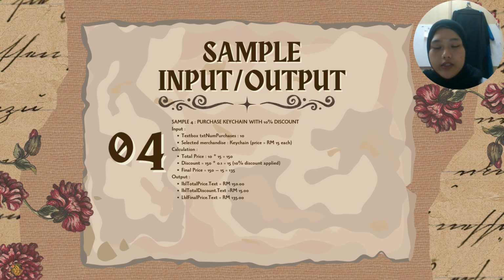The final price will be 150 minus 15, which is the discount price, and it will be equal to 135. The output will be in the label total price, label total discount, and also label of final price, which is total price equal to 150, total discount will be equal to 15 ringgit, and final price will be RM 135.